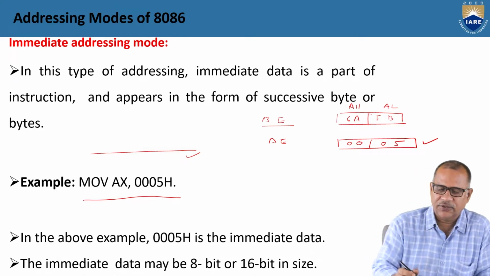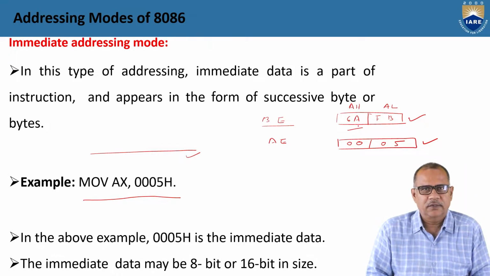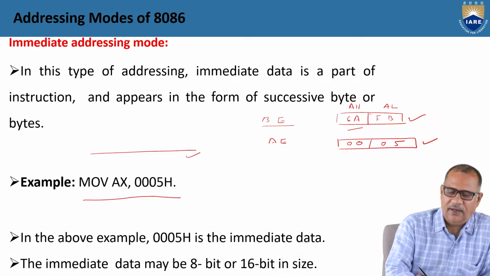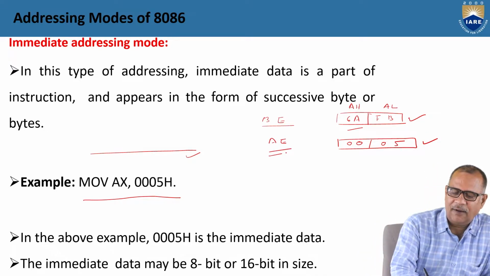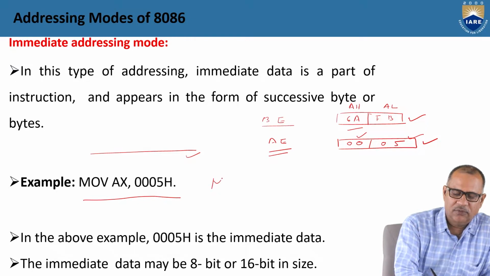Before execution, let us say the contents of AH and AL are FB and 6A. So before executing this instruction MOV AX, 0005, the contents of AX are FB6A. After execution of this instruction, the contents of AL become 05 and the contents of AH become 00.